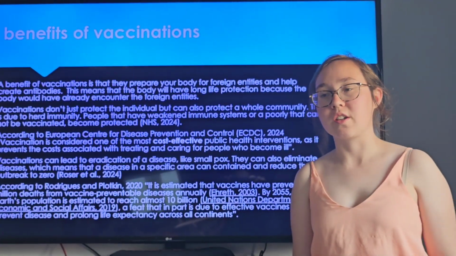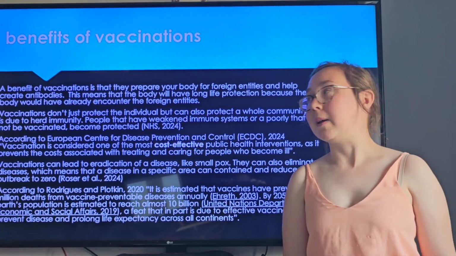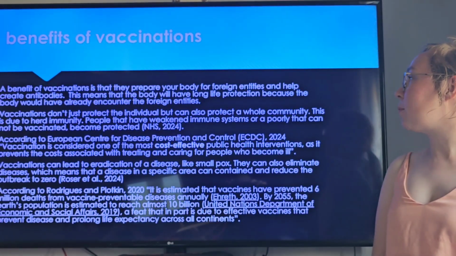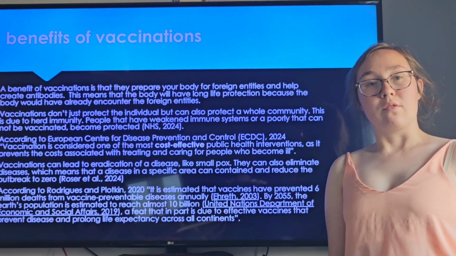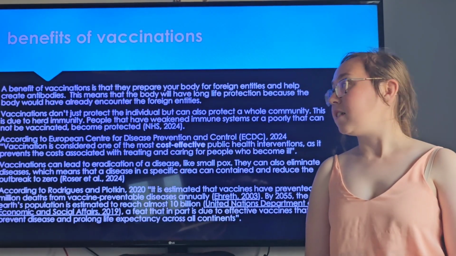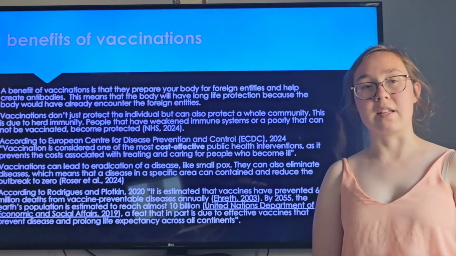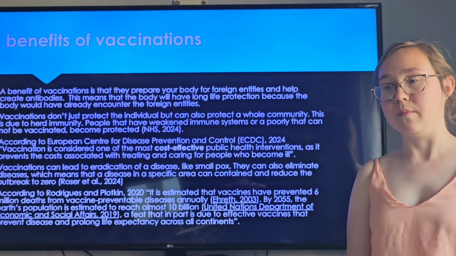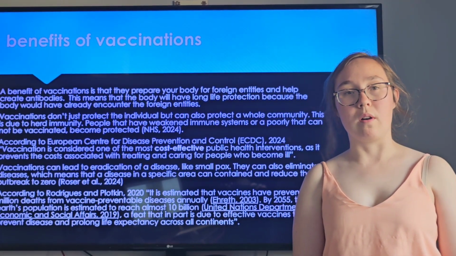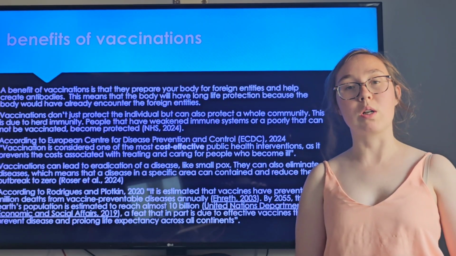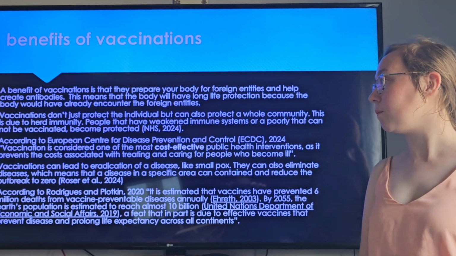Benefits of vaccinations. Firstly, vaccinations prepare the body for foreign entities, which means that it protects the body for a longer amount of time. And when the body encounters these foreign entities again, the body will know how to fight it. Vaccinations don't just protect an individual, they also protect a whole community, which is another benefit of them. Just like measles, more people had the measles vaccine compared to those who didn't, which means that a whole community was protected because the disease couldn't spread through the large group of people.